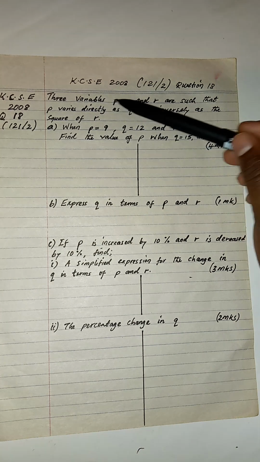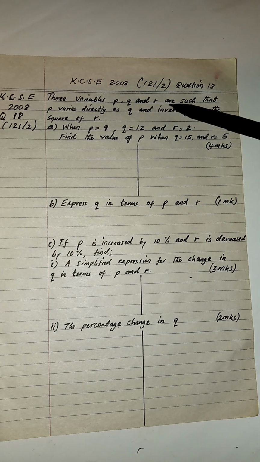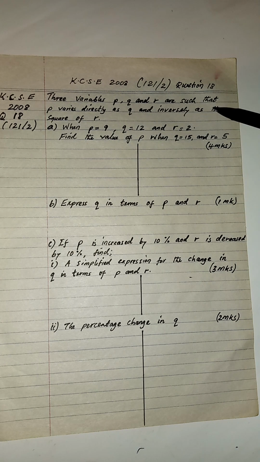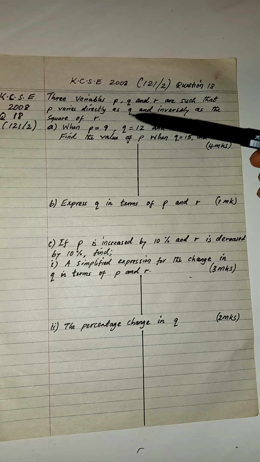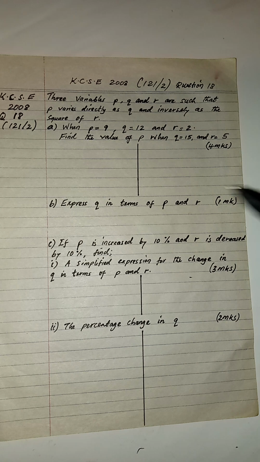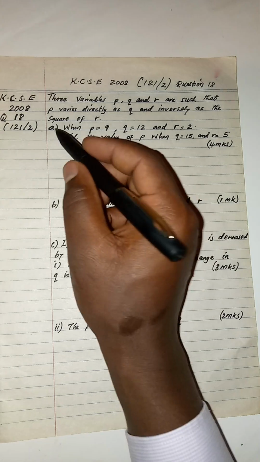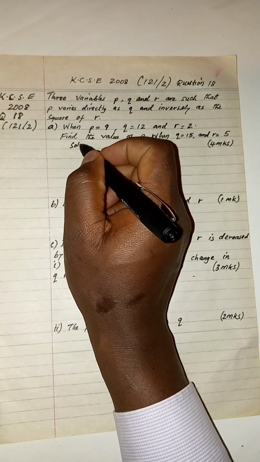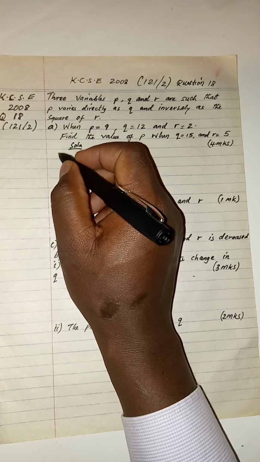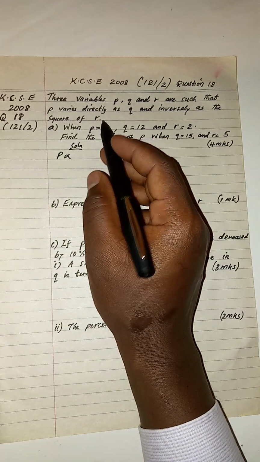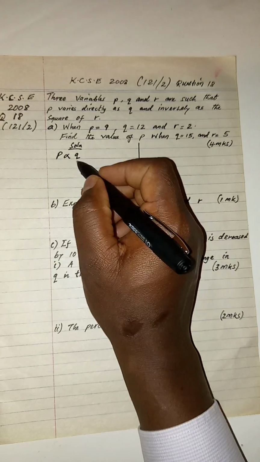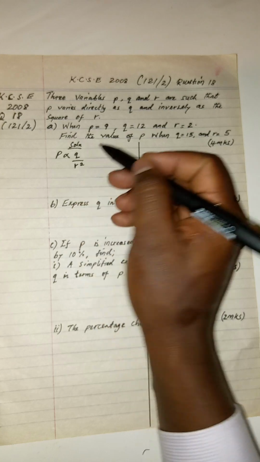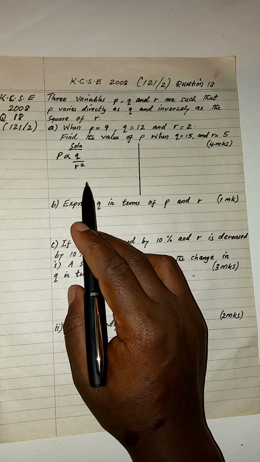So from the statement here, three variables P, Q, and R are such that P varies directly as Q and inversely as the square of R. We can express that statement mathematically. So let us write the statement mathematically. That will give us P varies directly as Q and inversely as the square of R. So we have expressed the statement mathematically.